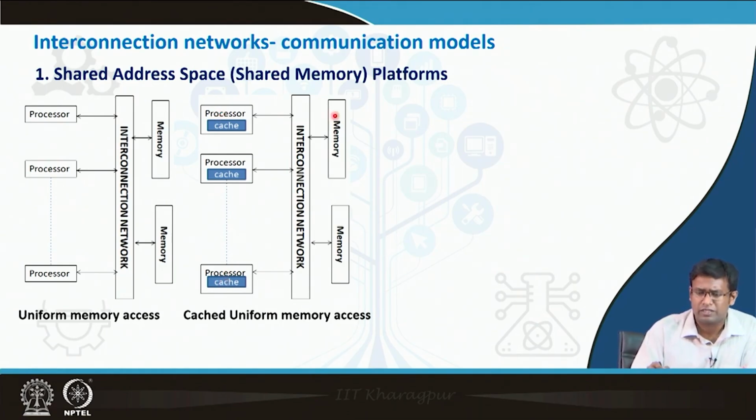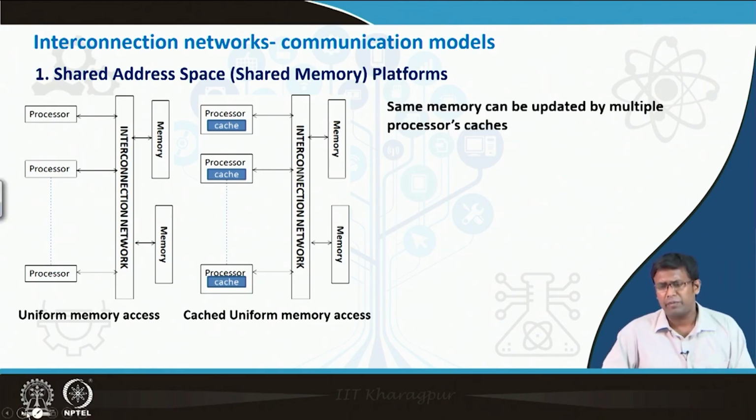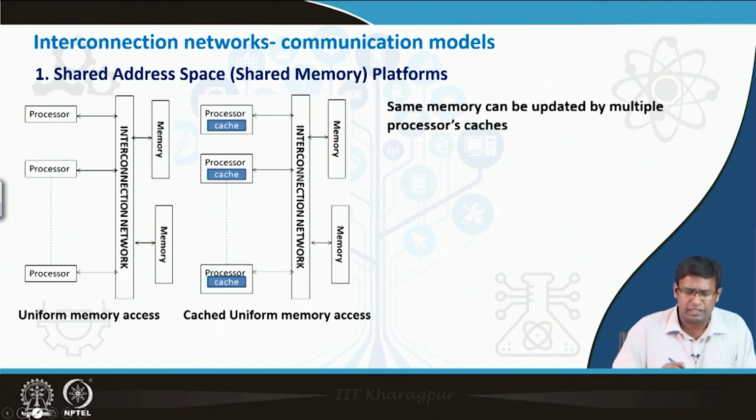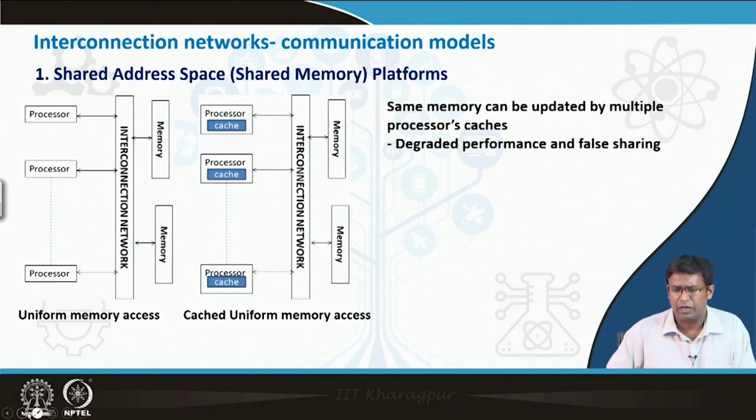This processor fetches some data from here, the data is already residing in the cache, and it works on that. However, the same data is already residing in the cache of the next processor, which has updated it. So, this one has a non-updated value of the cached data, and there is a conflict between them. We will look into these conflicts in detail later. The same memory can be updated by multiple processors' caches, which is a significant issue here.